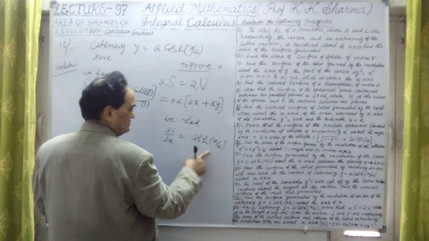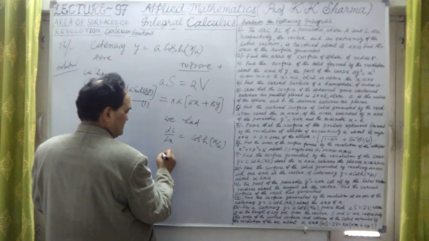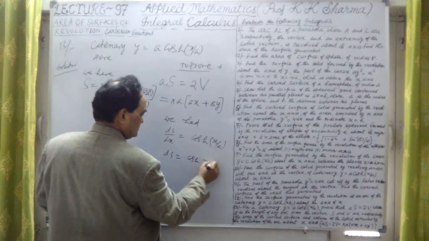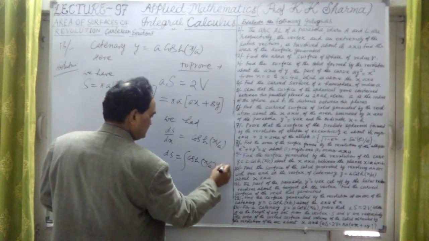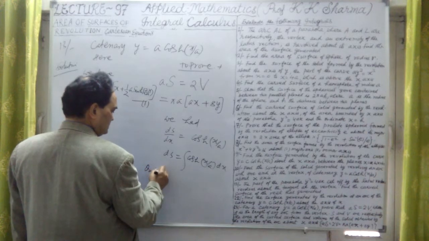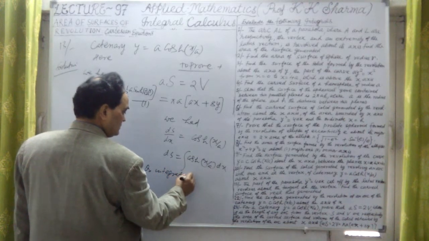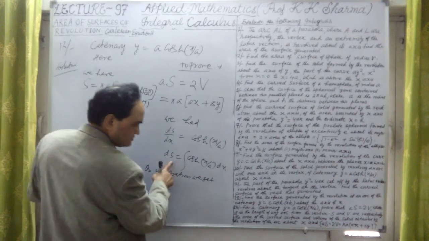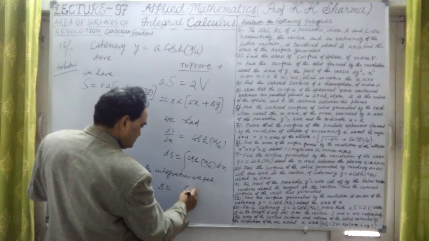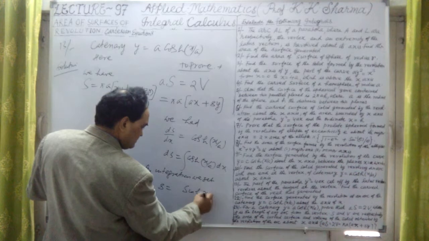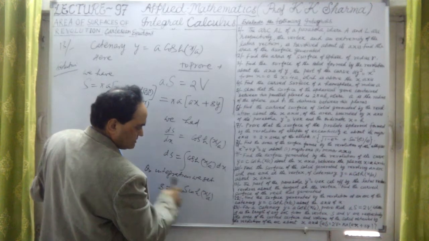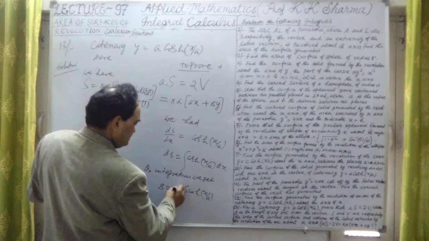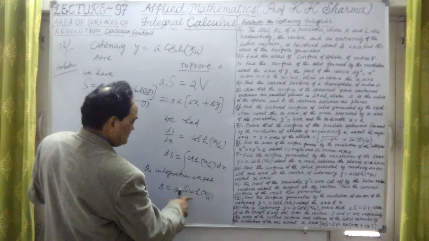Now integrating this, we get ds equal to cos hyperbolic x upon A, with the integration sign, dx here. On integration we get small s equal to sine hyperbolic x upon A. Now 1 upon A we have to divide, so it will be A into sine hyperbolic x upon A. This is the value of s.